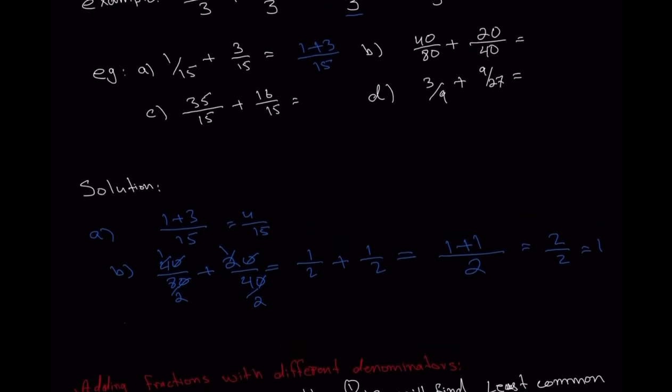Let's solve number C. Let's do D. You guys can do C. C is a little bit easier. D is given 3/9 plus 9/27.